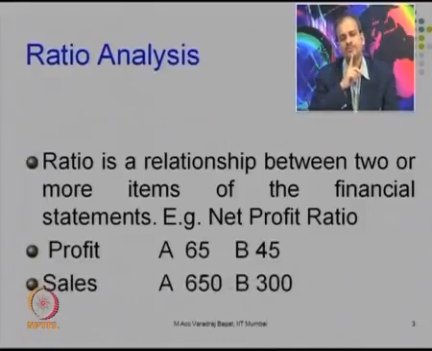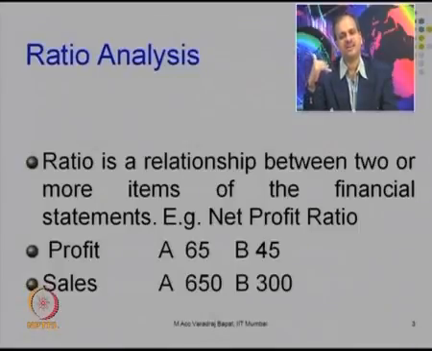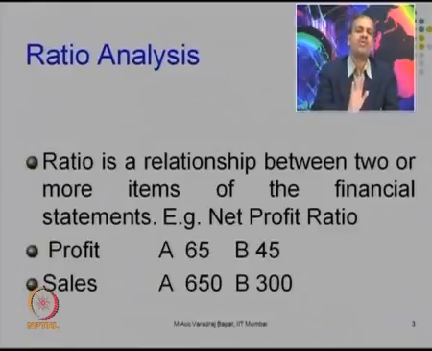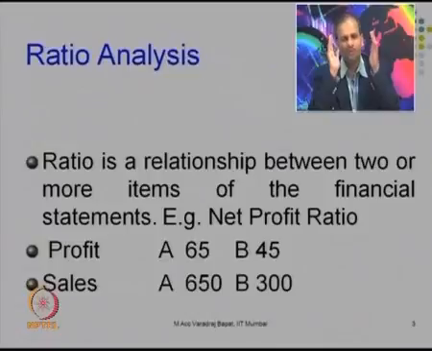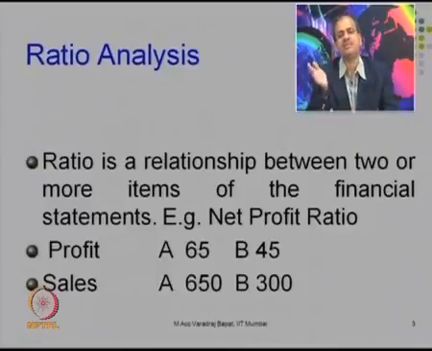Now, this sales data is given to you. What do you feel, which is more profitable? A has sales of 650 while B has sales of 300. If you calculate the ratio of profit upon sales, which is popularly known as net profit ratio, 65 upon 650 means the net profit ratio is about 10% for entity A. For entity B, 45 is earned on sales of 300, so this gives a net profit ratio of about 15%. In other words, B is more profitable than A. If you look at profit in absolute terms, definitely A is better. But if you look at profitability, then B is better. I hope it is clear.